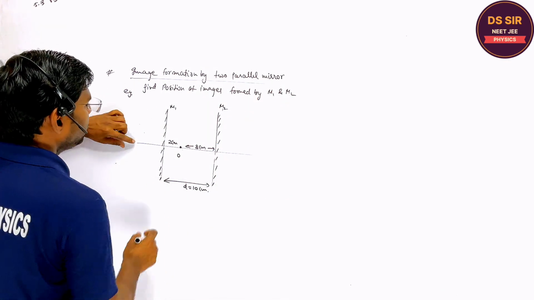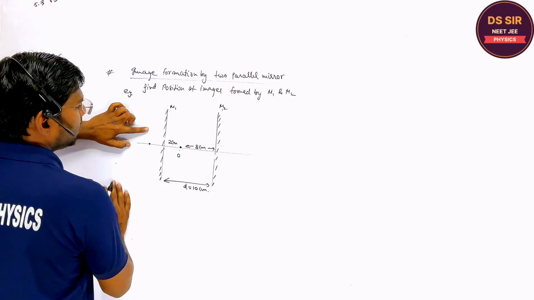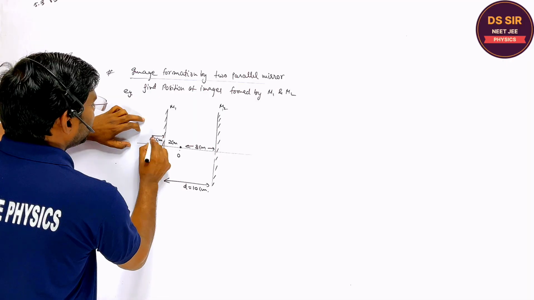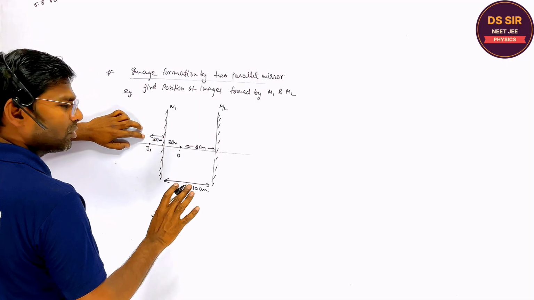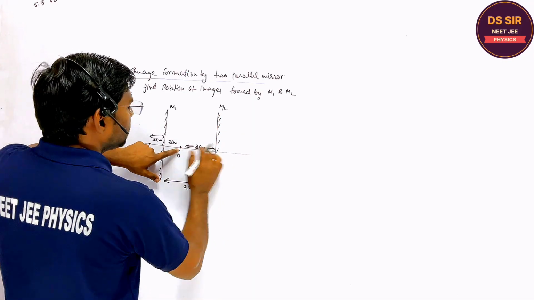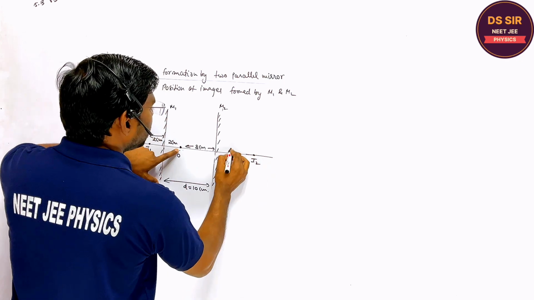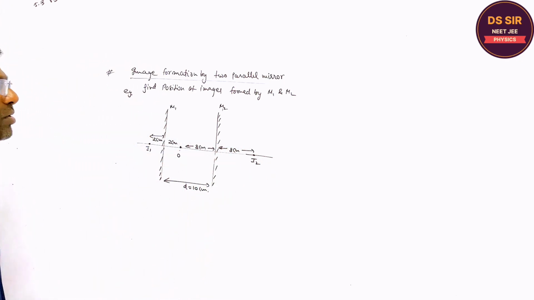This is the mirror M1. Listen, if this is the object, its image is formed at 2 centimeter behind the mirror. This is the image I1. Are you getting or not? And if you consider this the mirror M2, then with the help of this object, the image I2 is formed at 8 centimeter behind this. Are you getting or not?